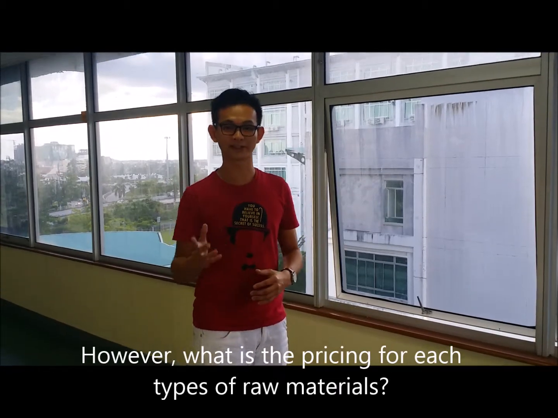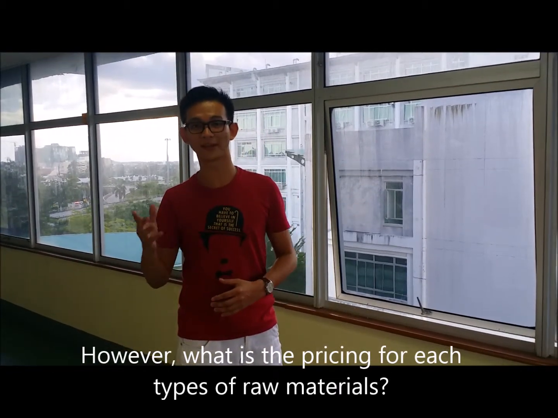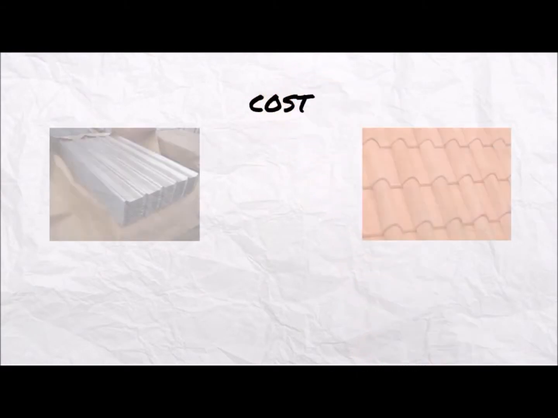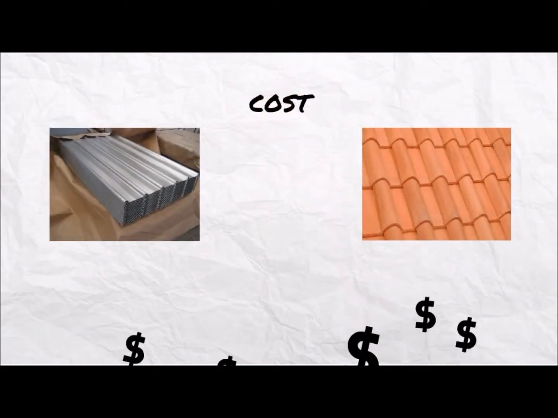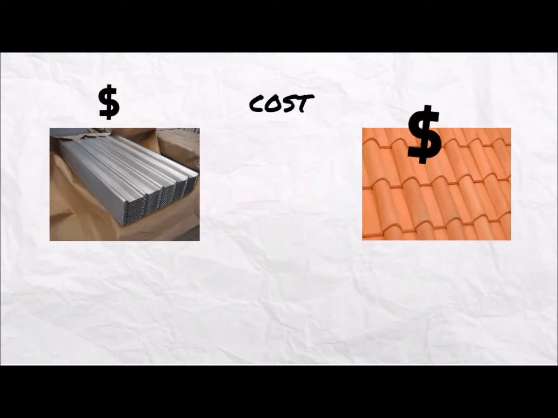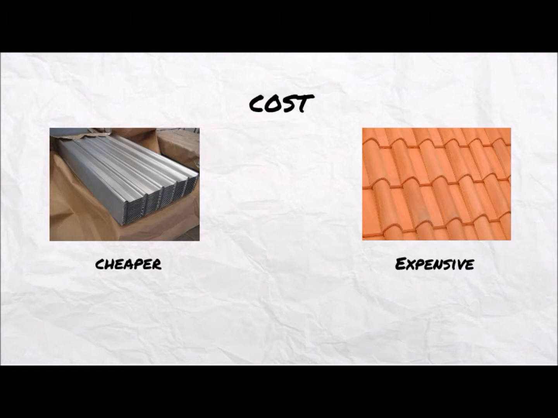However, what is the pricing for each type of raw material? Now I would like to discuss the cost for both raw materials. Cost of the material is important during the selection of the material. For cost per unit, zinc roof tile is much cheaper than clay roof tile. So it has the advantage in terms of economic benefit.